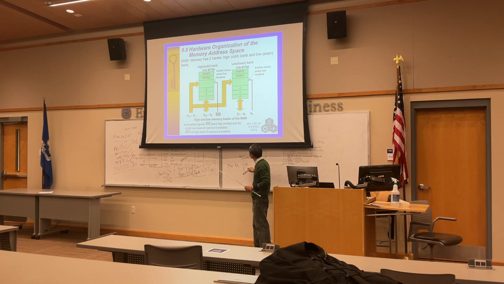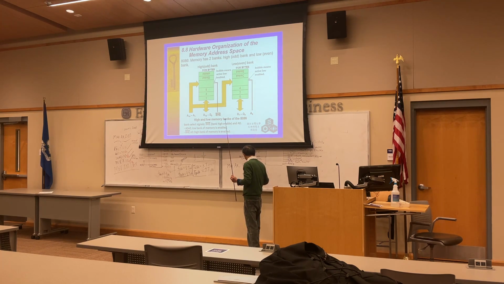Which bank? Lower bank or high bank? Even or odd? It's even. So how about A0? Is bit A0 1 or 0? 0. Very good. And 0 means enable, 1 means disable. A0 low means enable, then enable the lower bank. Okay? So when A0 is 0, we enable the lower bank.